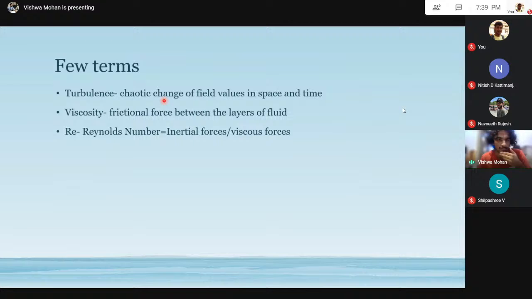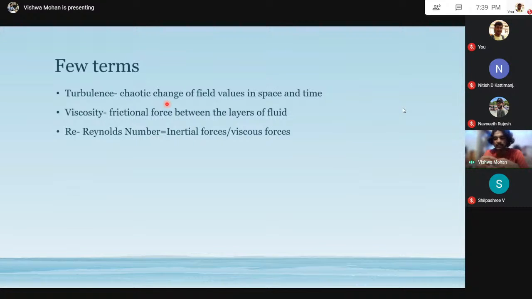Okay, so turbulence. I don't know whether the spelling is right, but hopefully it's right. So turbulence and chaotic. Okay, what is turbulence? Basically, it's the chaotic change in the fields. Fields can be anything: pressure field, velocity field. If you're doing MHD, magnetic field. It's an unpredictable change in the fields with space and time, which no one can predict. So that's how it is.